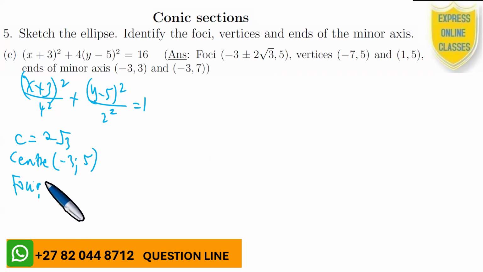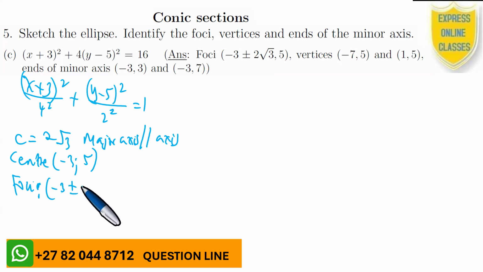But to get the foci, you must determine the major axis. The major axis is parallel to the biggest one. The biggest one is 4, so it's parallel to the x-axis. Parallel to the x-axis, then the x coordinate of the center is the one that is affected by the C.